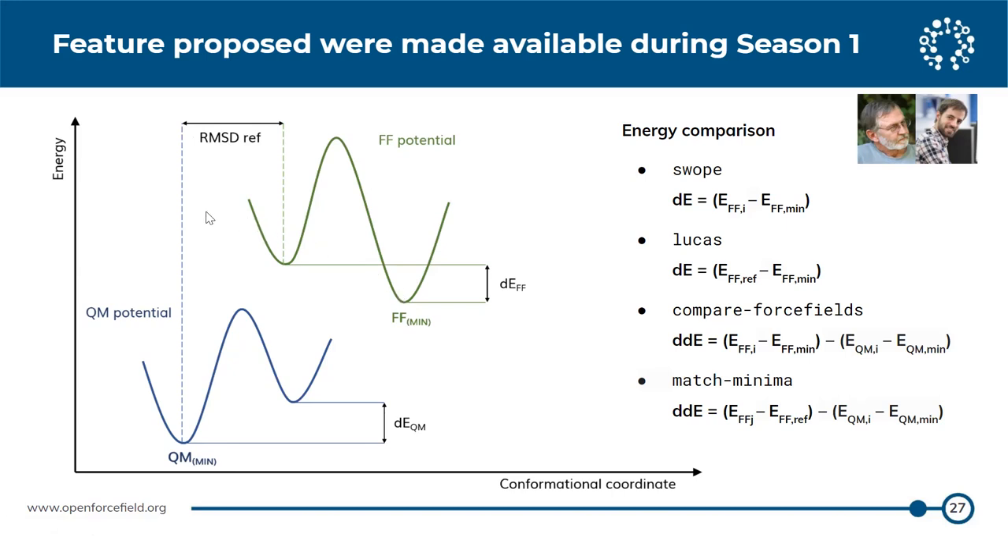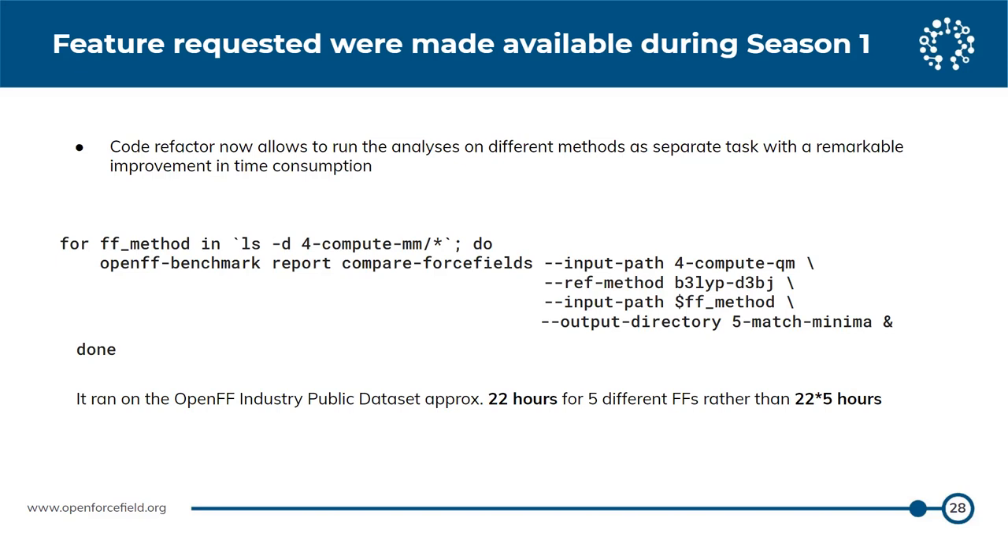And these two proposed analyses have been added to the already available compare force fields, where we look at delta-delta energies between each conformer, so between the relative FF energy and the QM relative energy, and match minima, where we look at the FF relative energy, but this time of the FF conformer which is closest to the QM conformer by RMSD, minus the FF reference conformer, which is closer to the QM minimum. So we have this additional analysis available. And also, while adding these two analyses, in general, code refactoring of the whole analysis now allows us to run them on different methods.